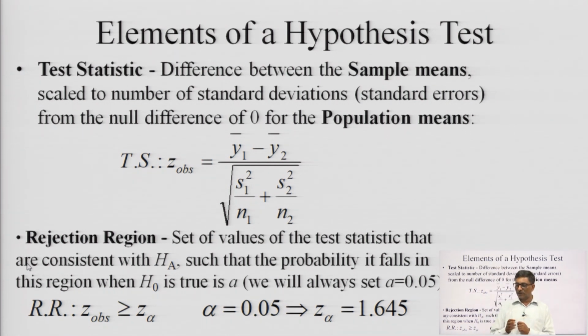And in statistical terms, you can say the rejection region is the set of values of the test statistic that are consistent with the alternative hypothesis, such that the probability it falls in this region when H naught is true is alpha. That means Z observed is greater than or equal to Z alpha. So, we reject the null hypothesis if the calculated value of Z is greater than the tabulated value of z.